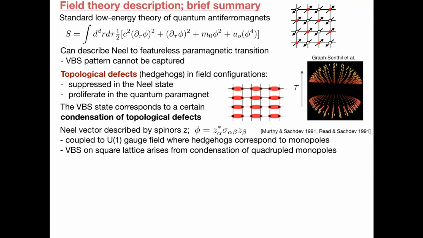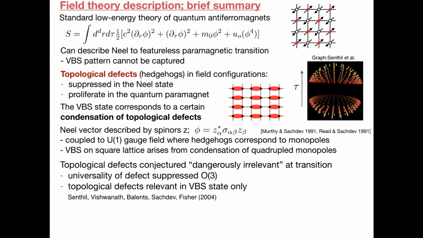In all these papers, the approach was to introduce these spinor fields and write the magnetic order parameters as a bilinear of those, and then those would have to be coupled to a U(1) gauge field. The hedgehog singularities would be monopoles in that description, and the square lattice VBS would correspond to condensation of quadrupled monopoles. Again, I'm not an expert, but Subir is here, so if you have questions, yeah.